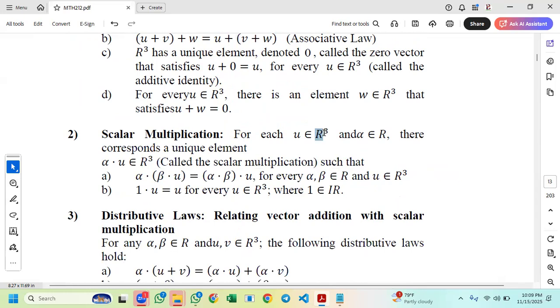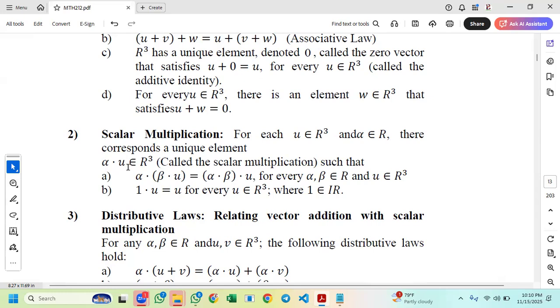I don't know why they add that raised to the power of 3, but in any case. And alpha belongs to R, that is the set of real numbers. That corresponds to a unique element, alpha multiplied by u, and they both belong to the set. You know, see, this is what we've done under Z4 and Z5 above. When you multiply 3 by 3 times 3, the number we wrote there, did we write 9? No. Because 9 is outside the space. So we wrote 1.